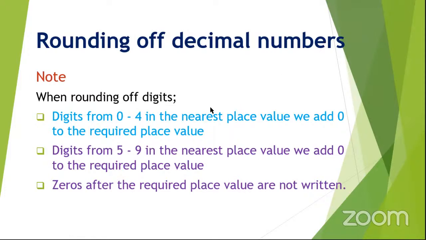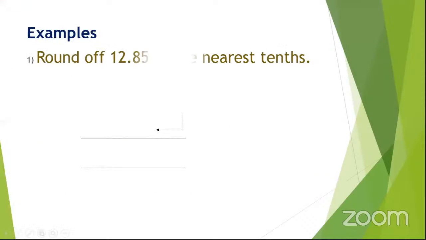Let us see an example here. First example, they are saying round off 12.85 to the nearest tenths. Still, the same rule will come. Write the number, give them place values. Now, who can tell which place value is nearest tenths? Yes, Nicole?